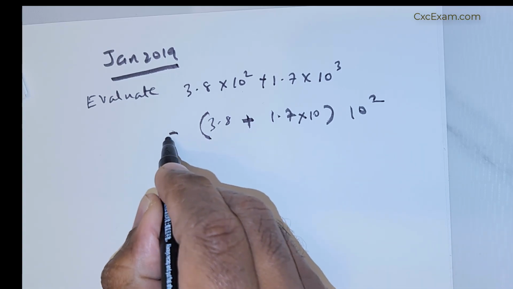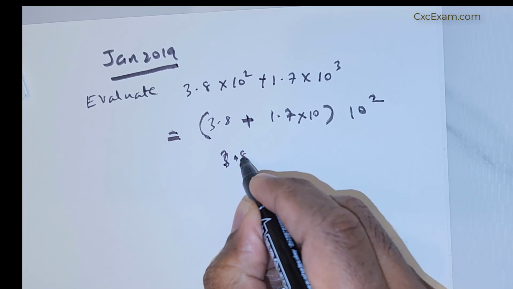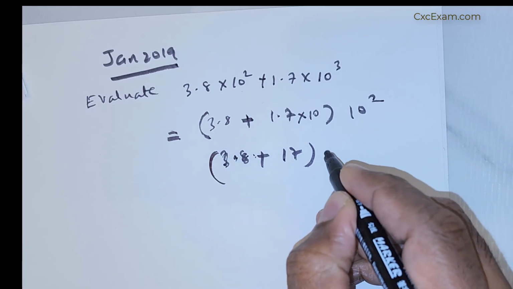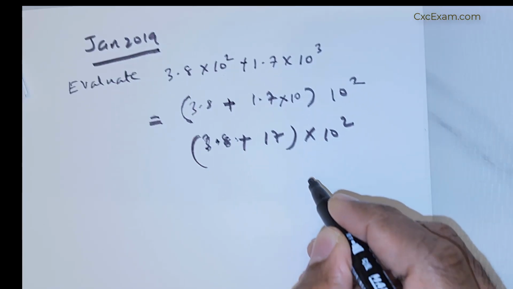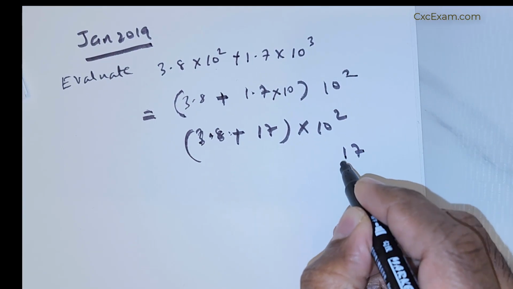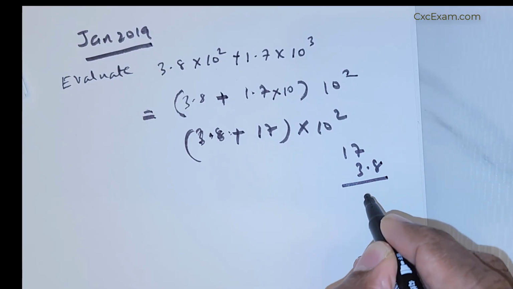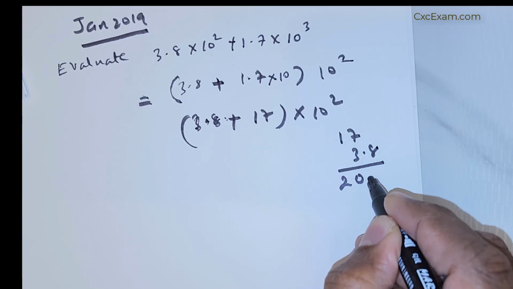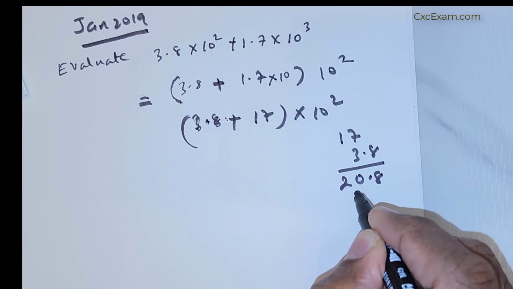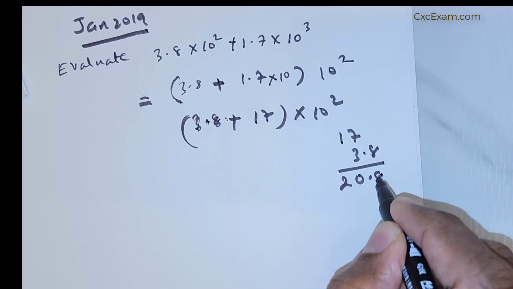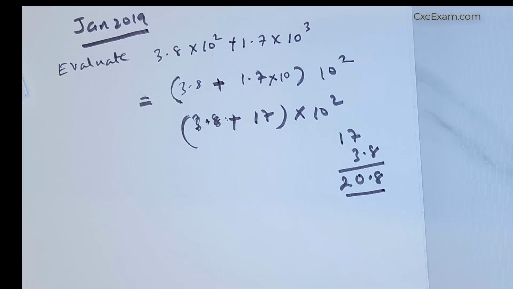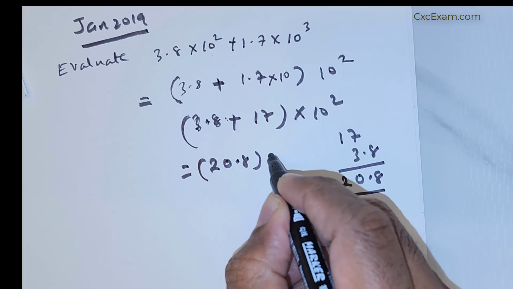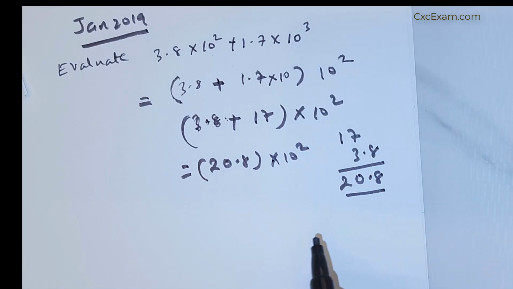So this is how the form is going to look. This can be further rewritten as 3.8 plus 1.7 multiplied with 10, which gives me 17, times 10 raised to the power of 2. So you add 17 to 3.8. That is going to give you 20.8. Now this is multiplied with 10 raised to the power of 2.